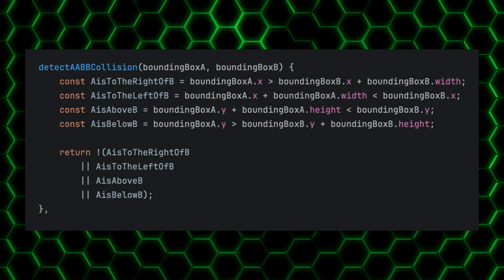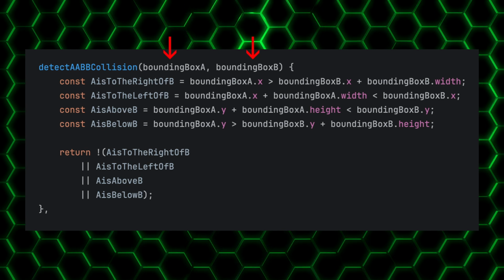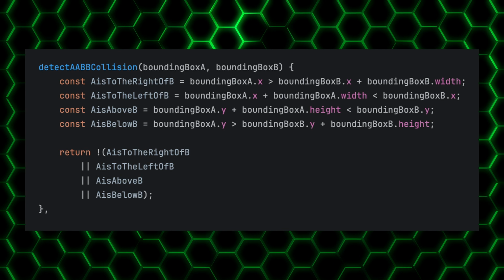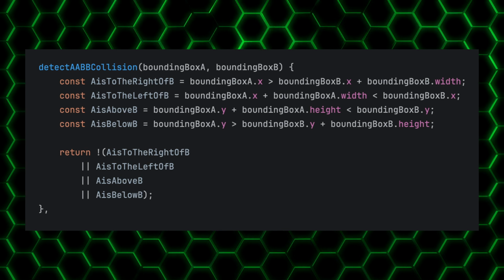This turns out to be fairly trivial to implement in JavaScript. It looks like this. We have two bounding box objects. Each bounding box object contains the X and Y coordinates for the top left corner of the bounding box, as well as the height and width of the bounding box. Then we test all four of the conditions like so.